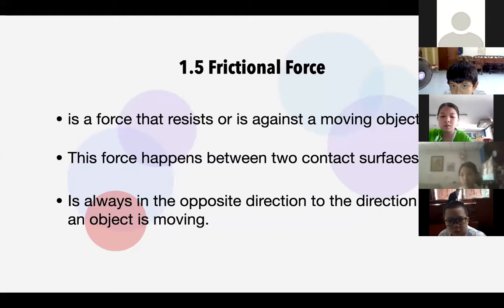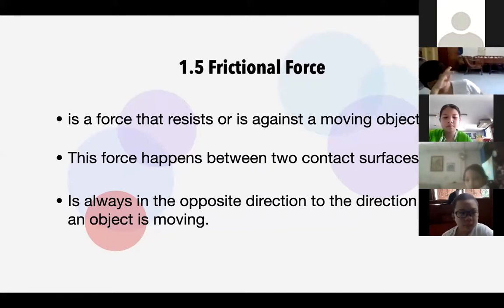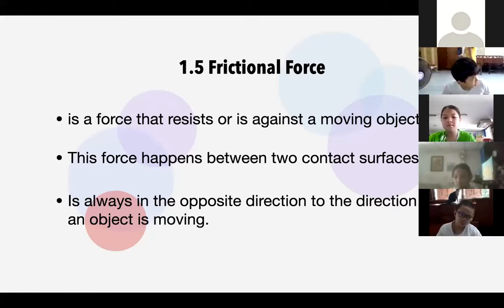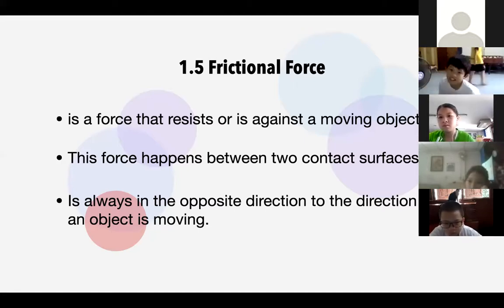It is always in the opposite direction to the direction the object is moving. The keyword for frictional force is to always remember that it is in the opposite direction of the force that you are pushing. For example, the resultant force is the one that you are pushing and pulling, but that force is only for push. Now frictional force is the opposite. I mean to say, if you push the box, the frictional force is pulling the box.